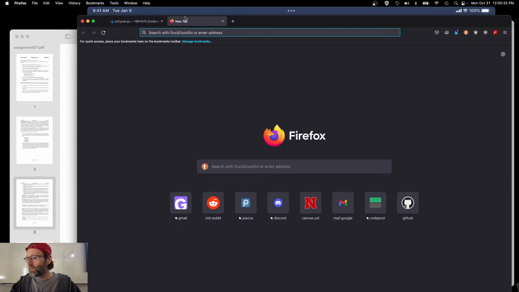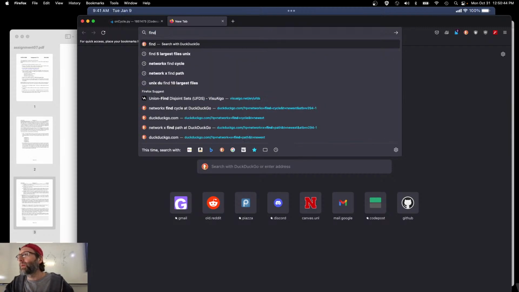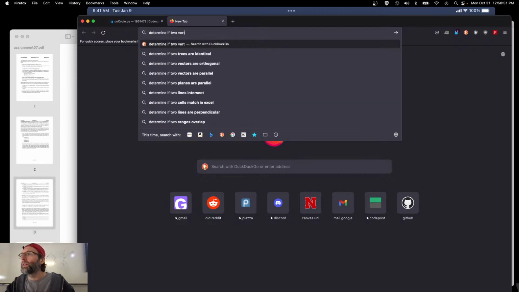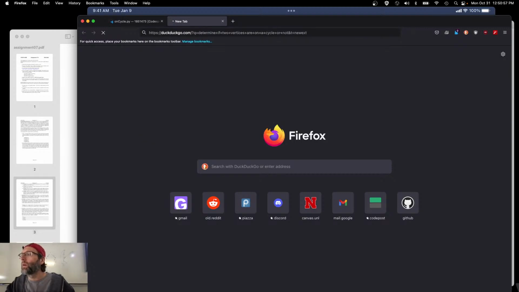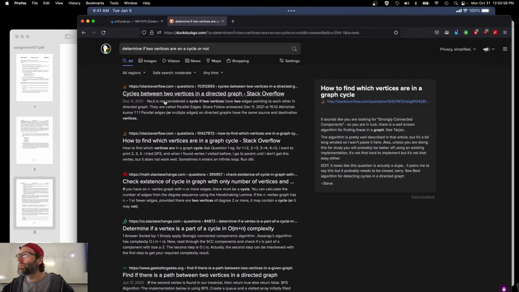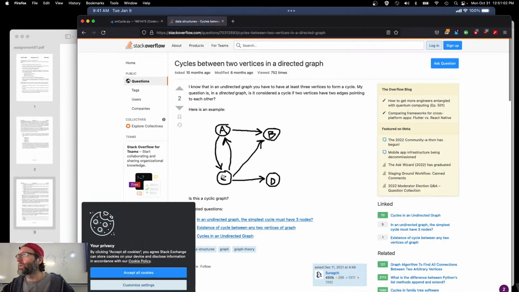Has somebody implemented this, like find a cycle? Well, I mean, certainly you can find a cycle, right? That should be straightforward, just DFS. Or has somebody implemented something like this for two vertices? That's a good question. That's what I was about to Google here. How should I even formulate the question? Determine if two vertices are on a cycle or not. Directed graph. I'm sure that we can find it.